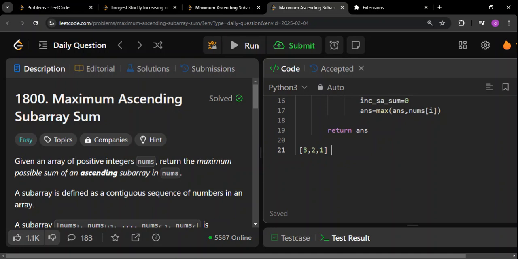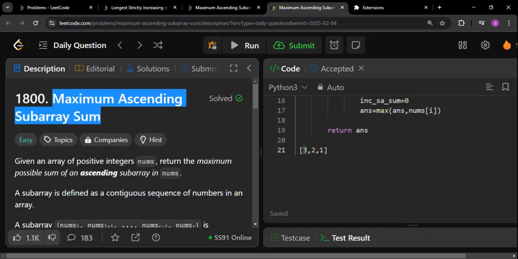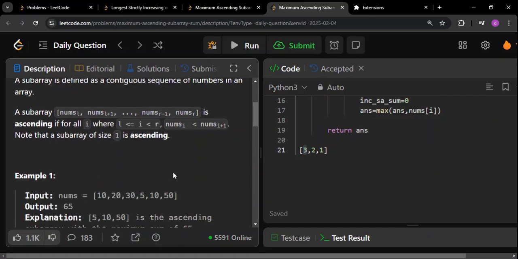Do you agree with me? I will again repeat slowly. In this example, there is no strictly increasing subarray with a length greater than 1. So we have just subarrays of length 1. Above 1 we cannot go because it is not possible. So the only subarray possible which satisfies this condition is of length 1. That's why they have mentioned: note that a subarray of size 1 is also ascending. So in this case, the answer is going to be the maximum value in the whole array. The answer here is going to be 3, because 3 is the biggest element.